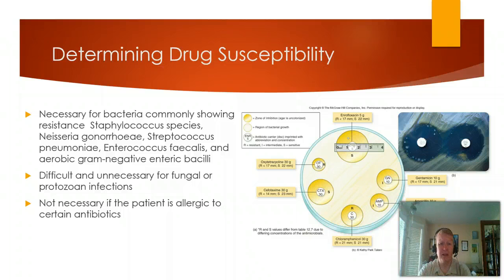So once you've got your bug, it's time to figure out how susceptible it is to different types of drugs. So we use a couple different assays for that, and this really only works on bacterial infections, not fungal or protozoan. So it's important to be aware of that. And if a patient is allergic to something, then you don't need to necessarily do this, because if you know that your erythromycin is probably going to be your best bet and they're allergic to it, then you need to go to the second best choice. So it's one of those things, this is not always done, it just depends.